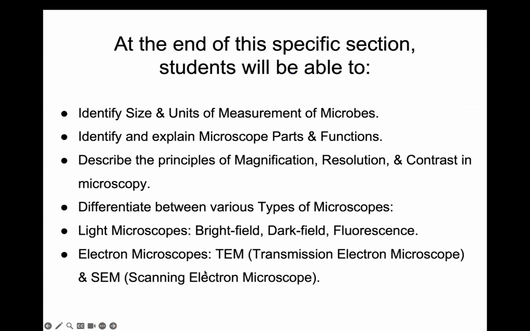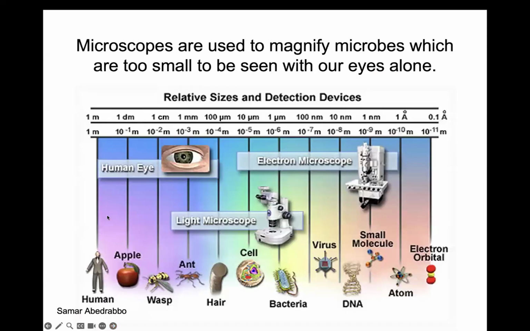So at the end of this section, I am hoping that you'll be able to understand the units of measurement of microbes, the tiny, tiny units of measurement. You'll understand the parts and functions of microscope parts. You'll be able to describe magnification, and you'll be able to differentiate types of microscopes like light microscopes and electron microscopes. Okay, so just to remind everyone, microbes are very small.